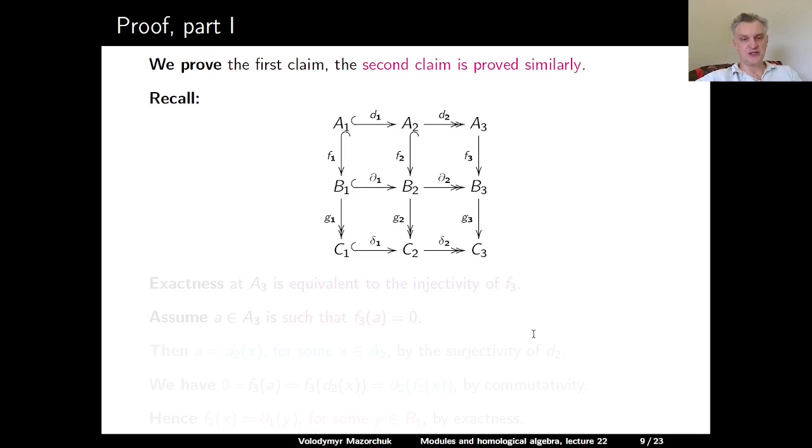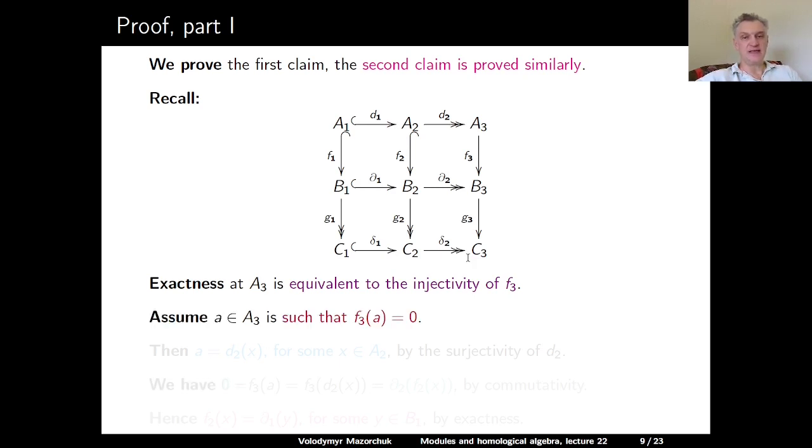So here is the short version of the diagram. The three rows are short exact sequences, and the left two columns are short exact sequences, and we want to prove that the rightmost column is also a short exact sequence. First of all, let us look at the exactness at A3, at this position, for the right column. This is, of course, equivalent to the claim that F3 is an injective map. Okay, let A be an element in A3 such that F3 of A is equal to 0.